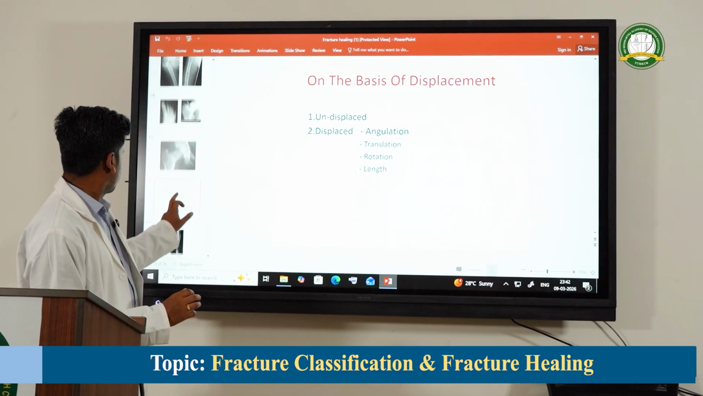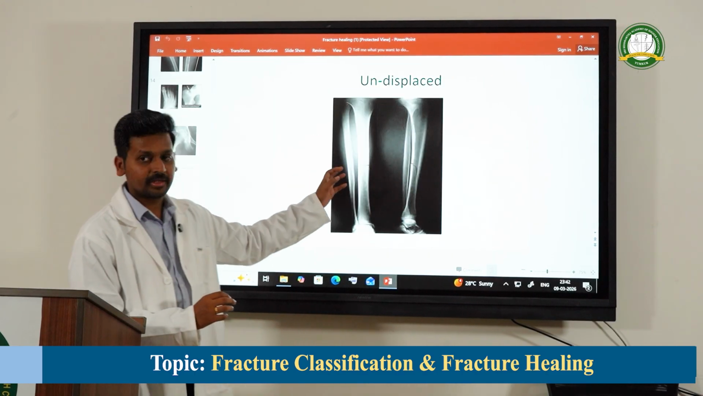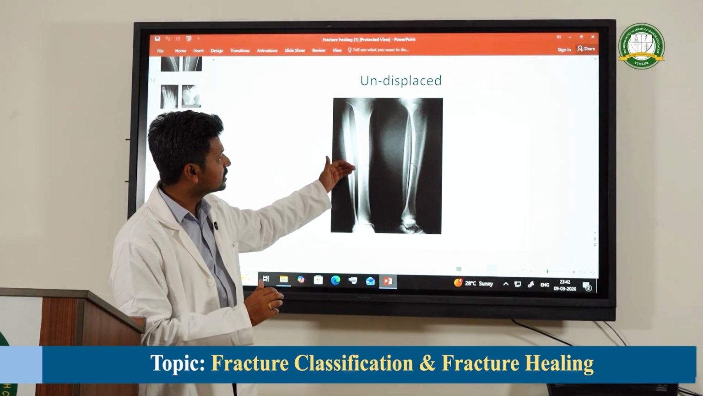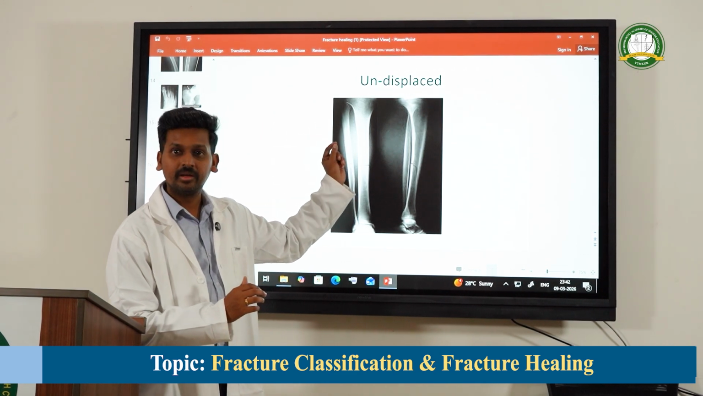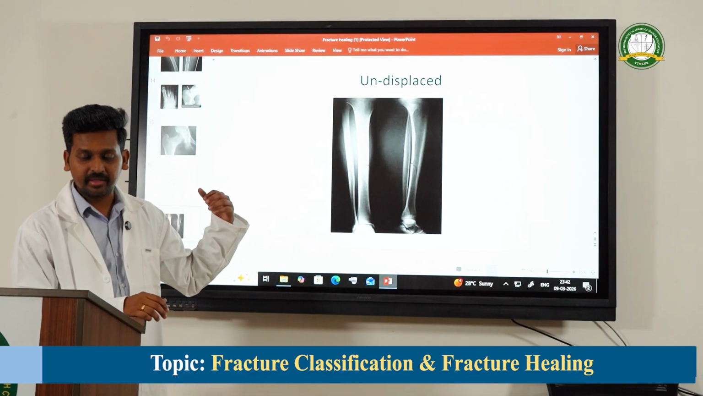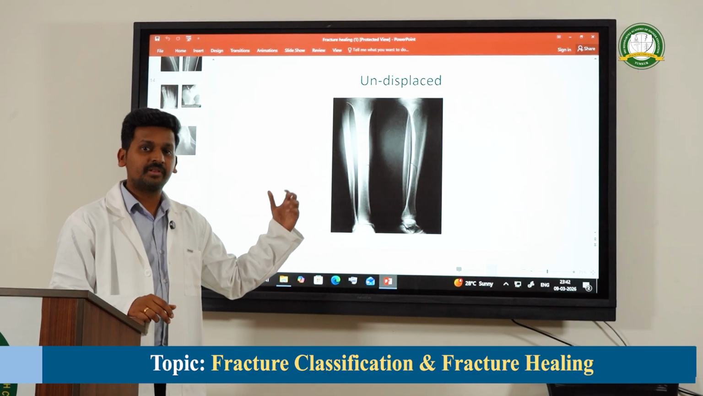So this is how an undisplaced fracture looks. The proximal and the distal segments are both almost at the same level, with no or minimal displacement, what we call undisplaced. These fractures can be treated either conservatively or with surgical management.